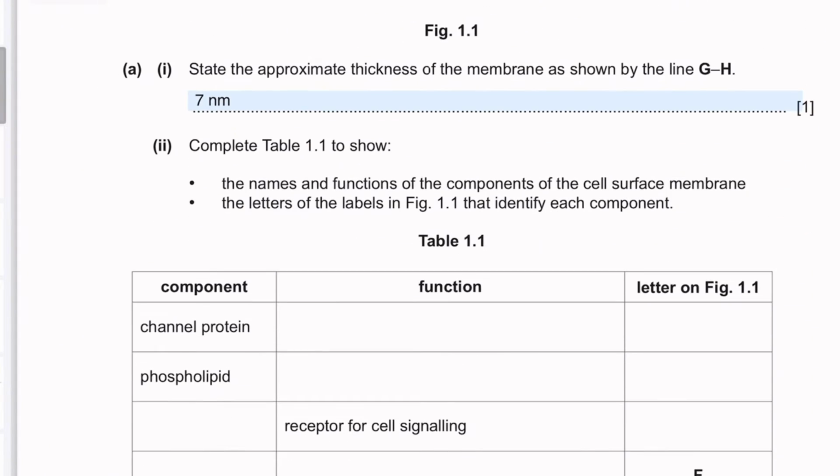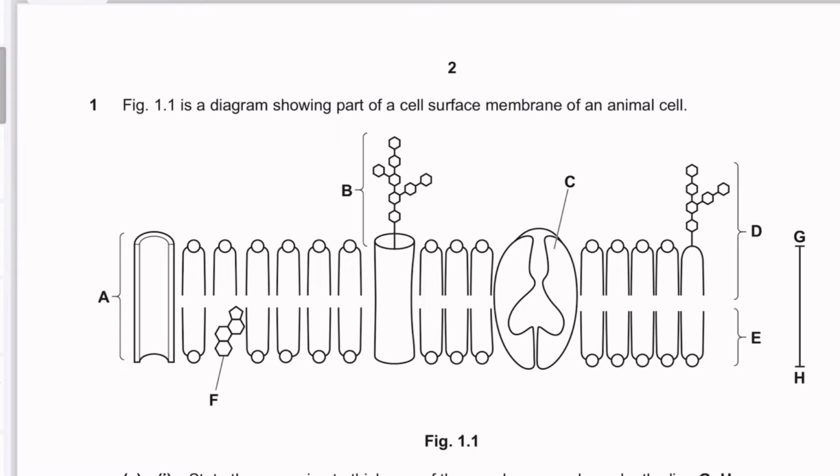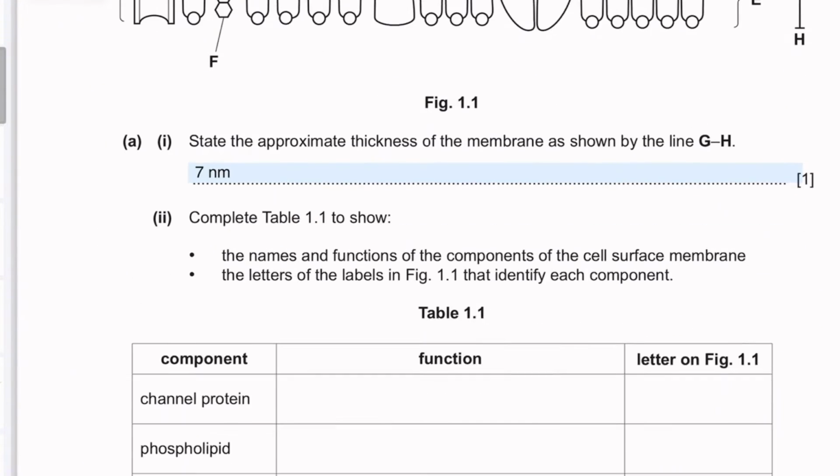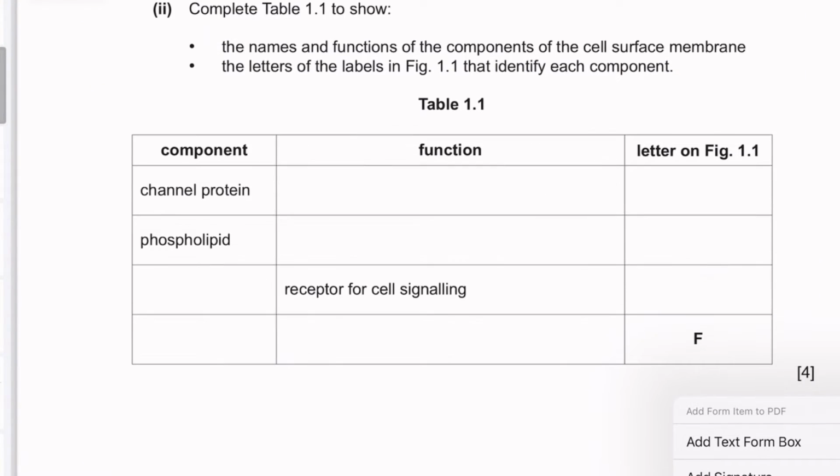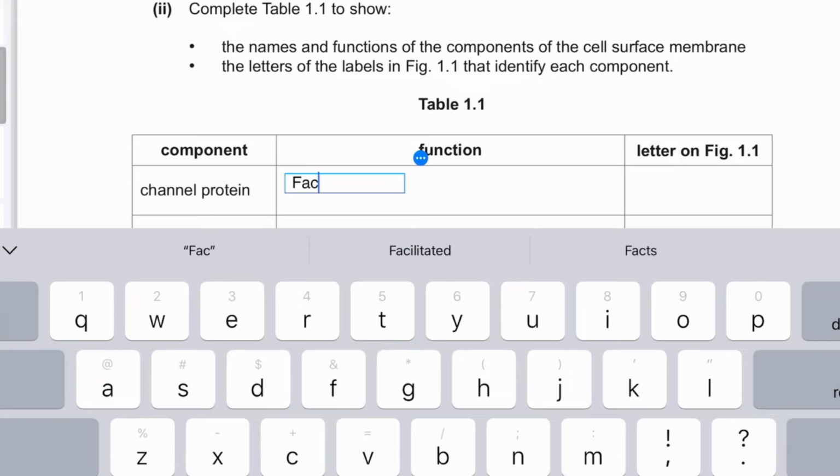So it's called channel protein. Channel protein, we could see it's letter A. And what's the function of channel protein? Well, it's definitely facilitated diffusion. So let's add a text box here and write this down. The function would be facilitated diffusion.